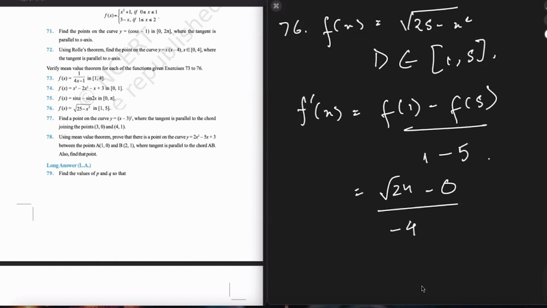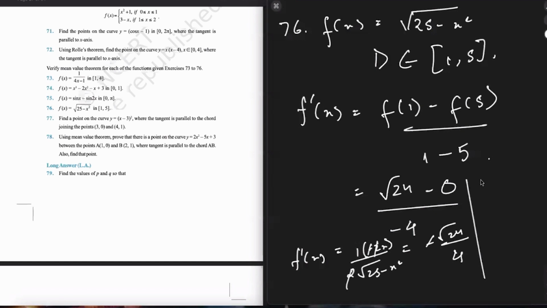Okay, and upon finding f'(x), the f'(x) is equal to 1/2 under root 25 minus x square, times minus 2x. So equating it with under root 24 upon 4, minus minus will get cancelled out. So x upon under root 25 minus x square is equal to under root 24 by 4.